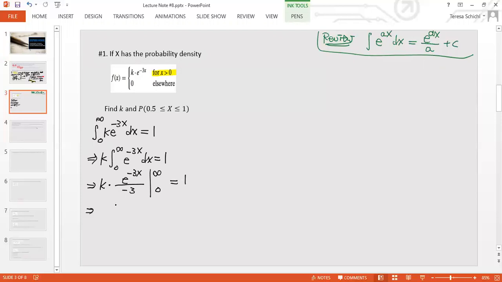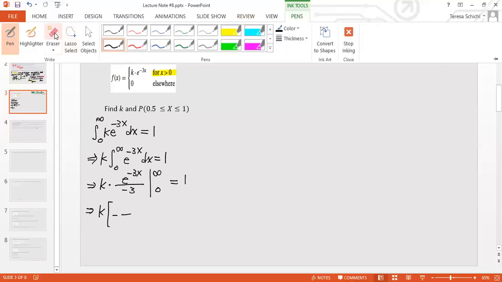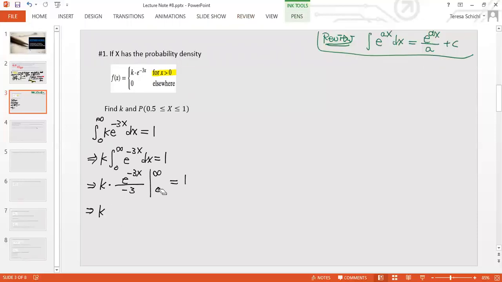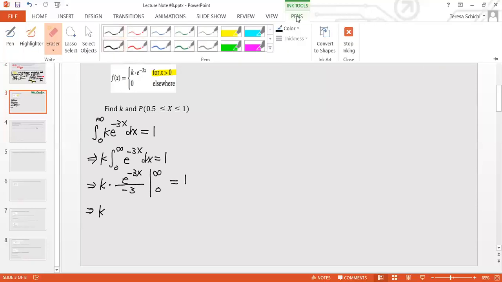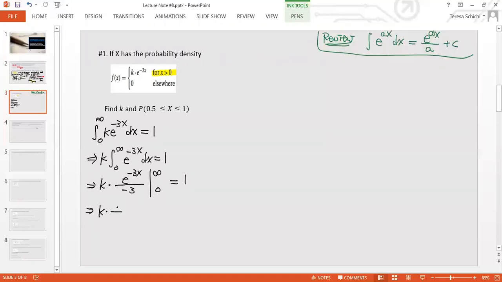Okay, so now in here, this is a negative 1/3. You can take the negative 1/3 outside, maybe to make it easier. So this is k times negative 1/3, then the inside will be e to the negative 3x from infinity to 0. This is equal to 1, right? So this is k times negative 1/3.